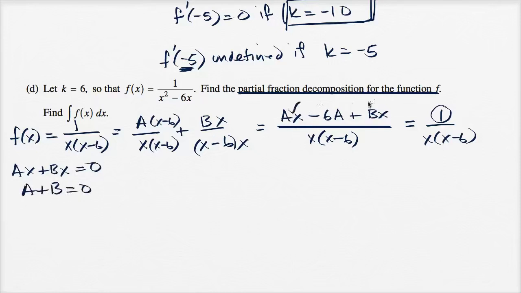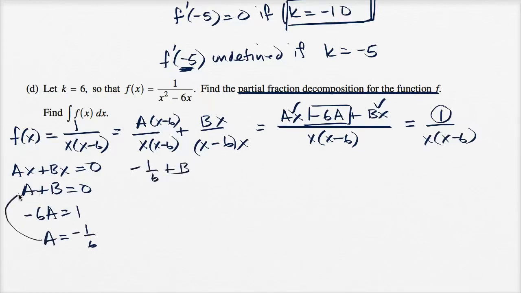So we took care of that term and that term. And then we know that the constant term must be equal to 1. And so we also know that negative 6a is equal to 1, or a is equal to, divide both sides by negative 6, negative 1/6. And then if a is negative 1/6, b is going to be the negative of that. We have negative 1/6 plus b, I'm just substituting a back into that equation, needs to be equal to 0. And so add 1/6 to both sides, you get b is equal to 1/6.